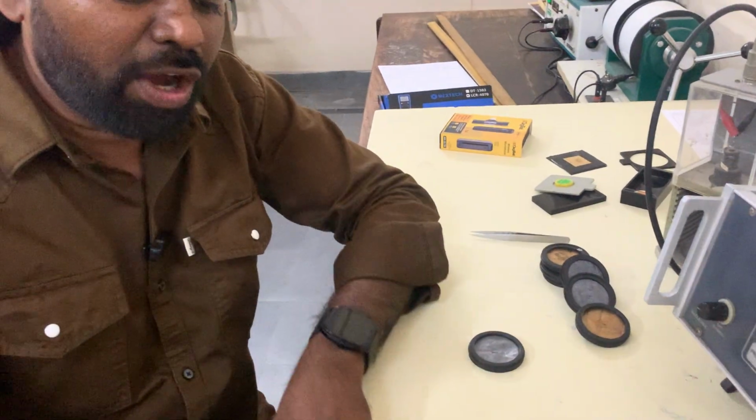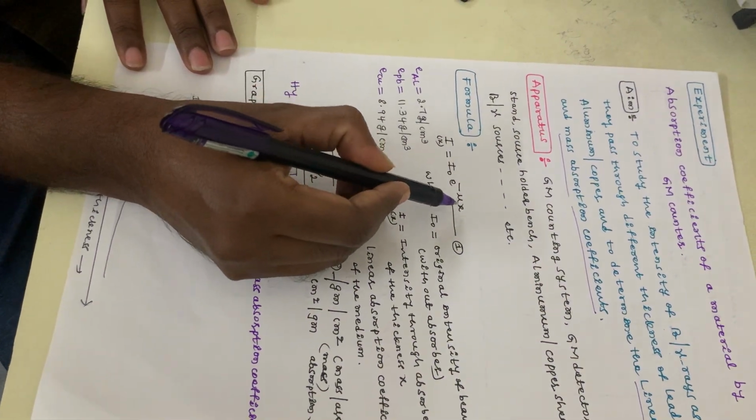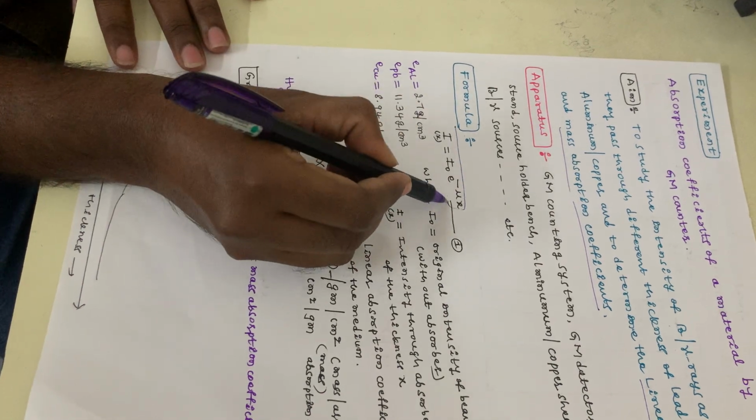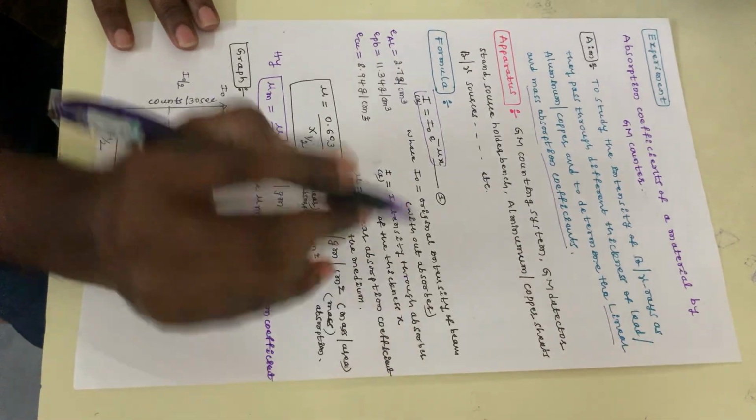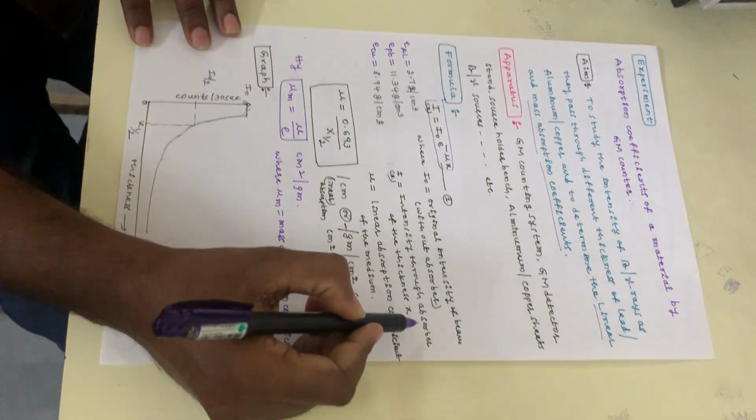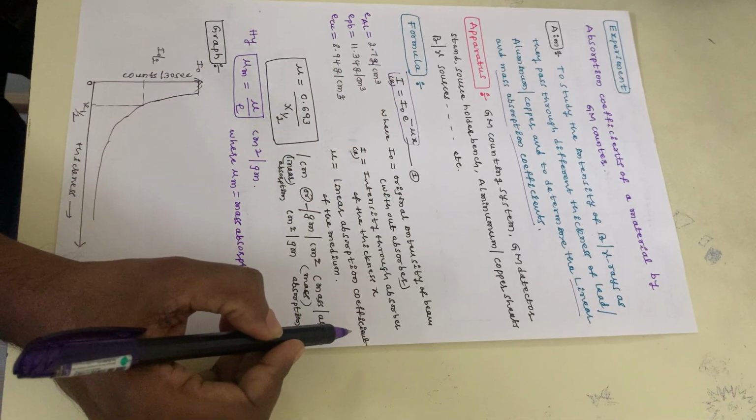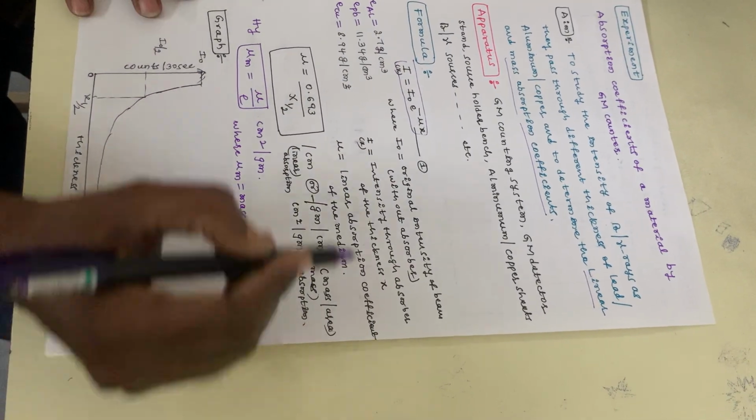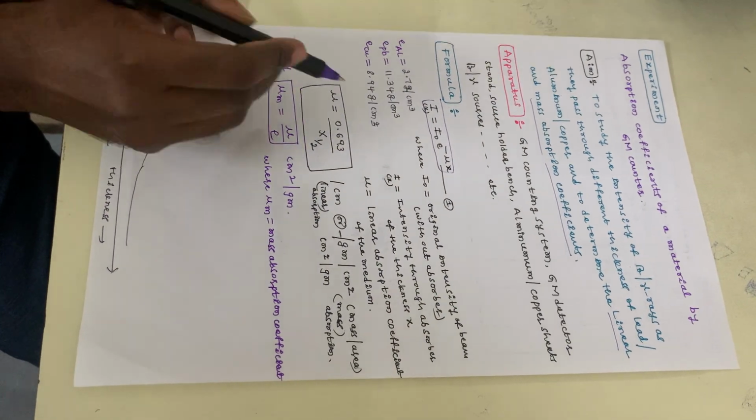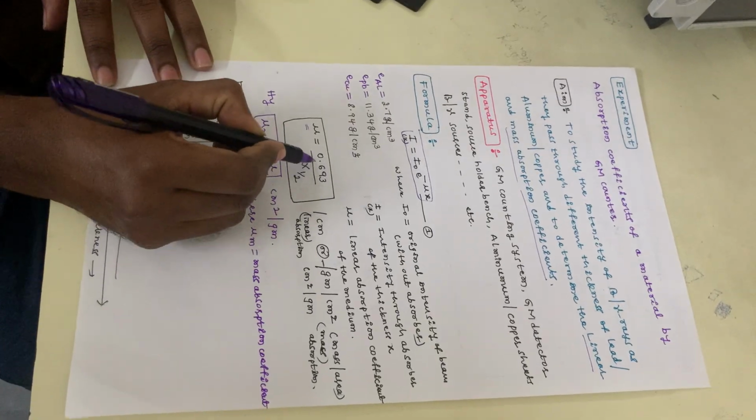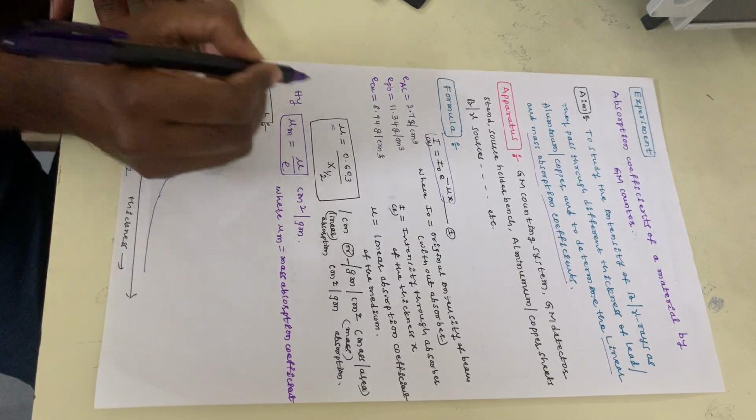Now we will go for the formula. So what is the formula? I equals I naught into e to the power of minus mu x, where I naught is the original intensity of the beam without absorber, I is the intensity through the absorber of thickness x, and mu is the linear absorption coefficient of the medium. From this formula, when half of the radiation is considered, mu is equal to 0.693 by x half. This is the linear absorption coefficient.